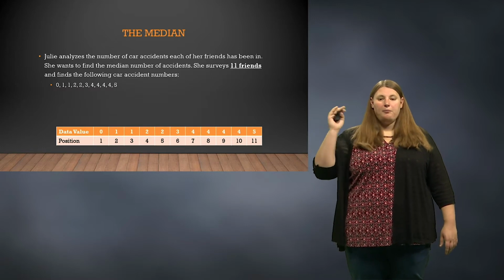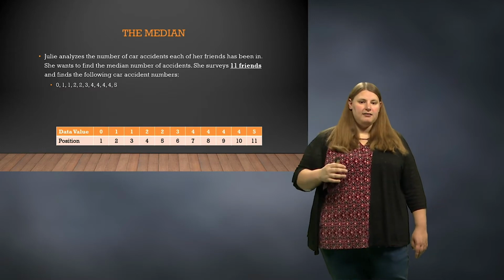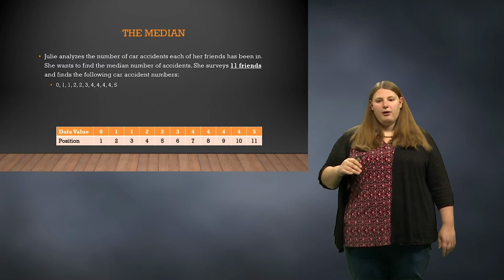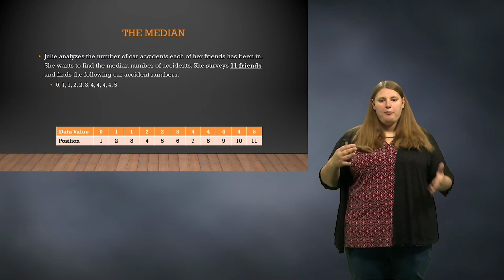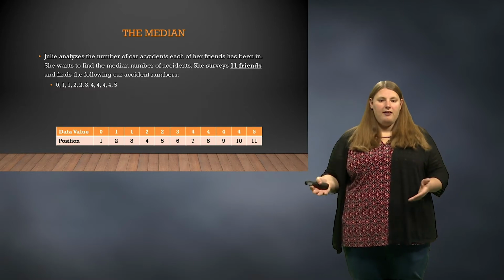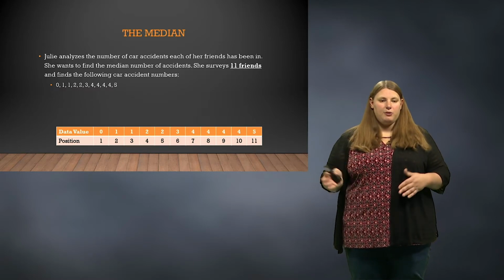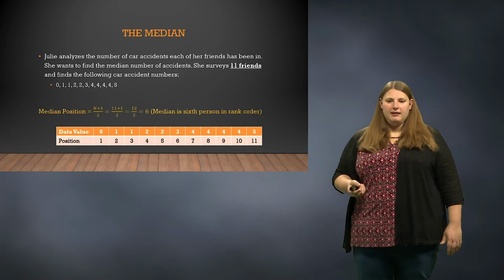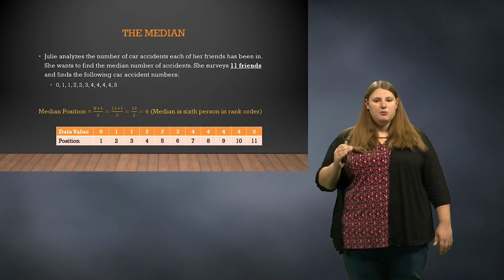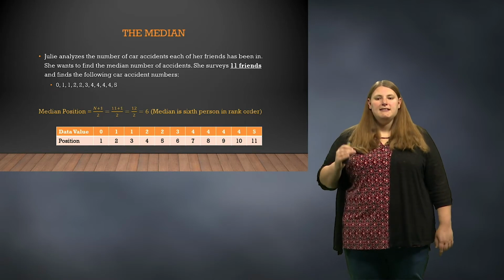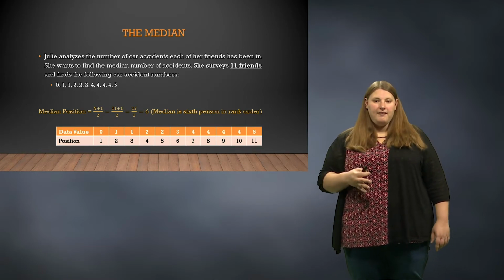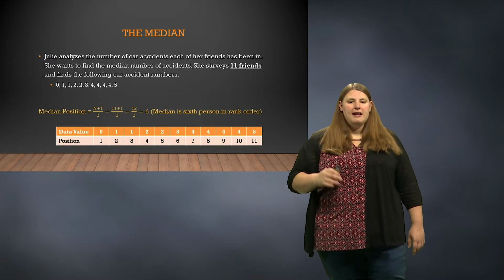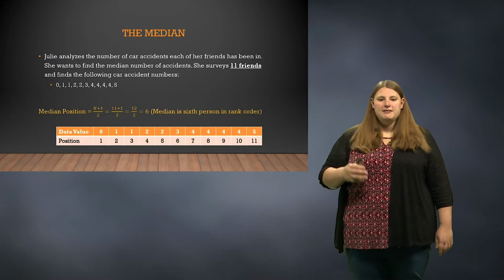The top represents the X values that Julie collected: 0 car accidents, 1 car accident, and so on. The second row represents the position of that person in the data set. Since there are 11 people surveyed, position numbers run from 1 to 11. Okay, so what about that position calculation? Remember that it's n plus 1 over 2. In this case, the total number of people is 11, so we do 11 plus 1, which gives us 12, divided by 2. That gives us the median position of 6.